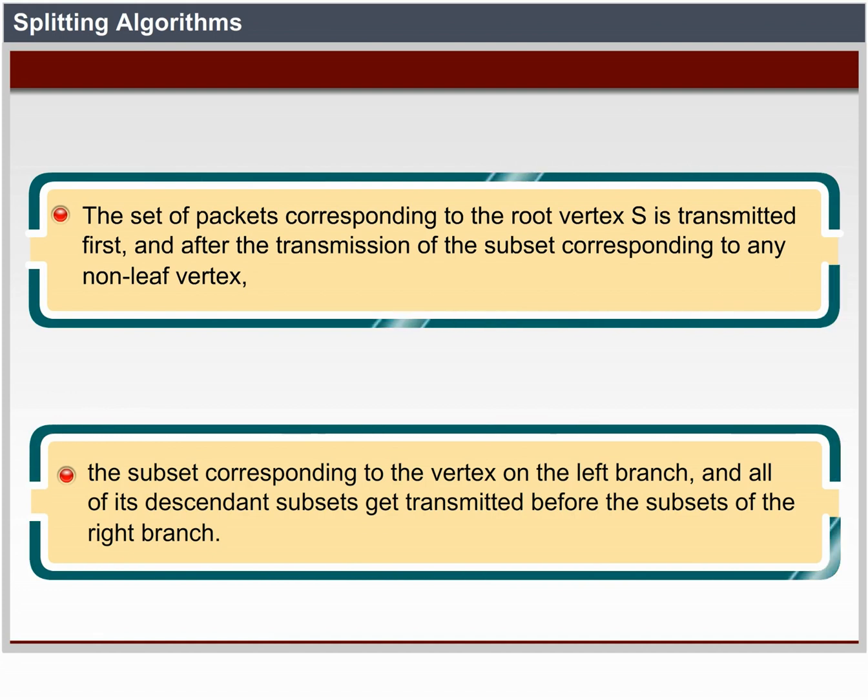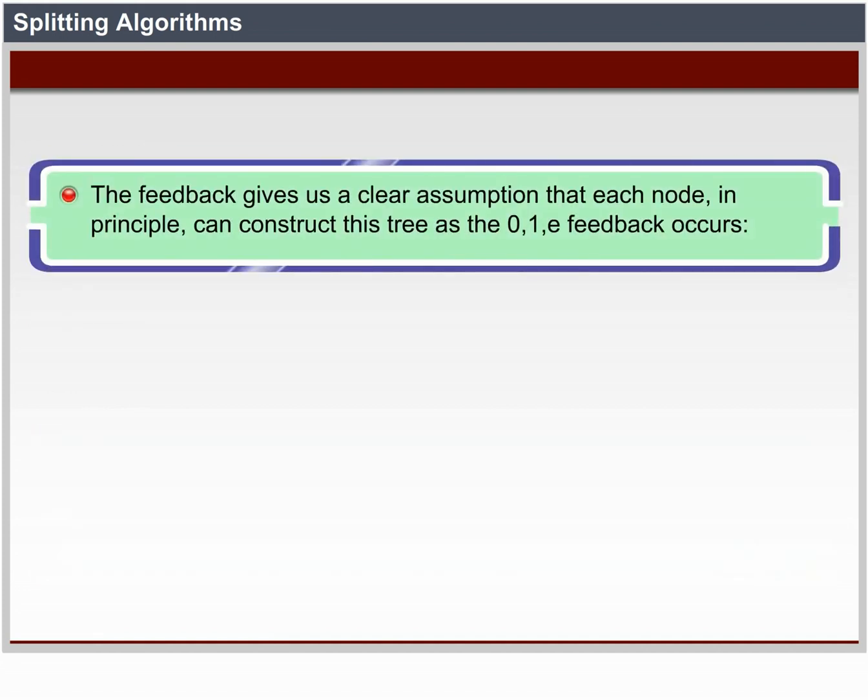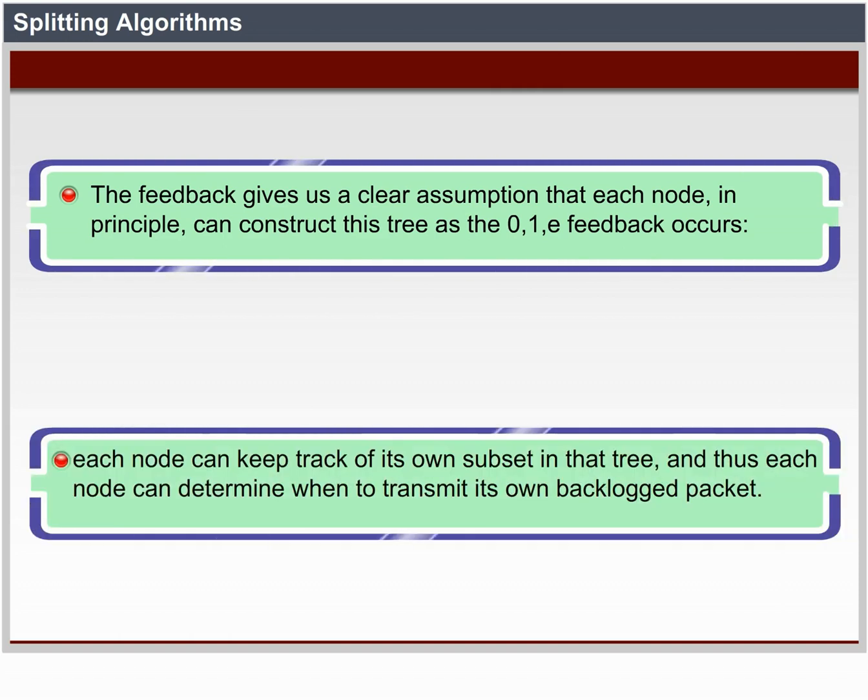Given the immediate feedback we have assumed, it should be clear that each node, in principle, can construct this tree as the 0, 1, e feedback occurs. Each node can keep track of its own subset in that tree, and thus each node can determine when to transmit its own backlogged packet.